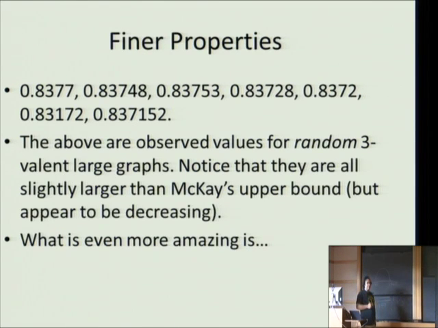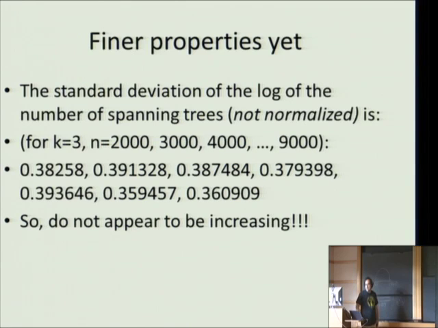But now suppose we do the following. We compute random graphs on n vertices, and we look at the log of the number of spanning trees. Why do we look at log? Well, because the actual number is much too big for us humans to understand, so we take logs to make them smaller and more manageable, and we know what the mean is. That number is on the previous slide. What about the standard deviation? That's the second thing you might want to compute, and this is what you get for n equals 2 to 9,000.